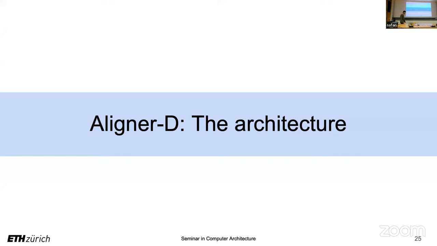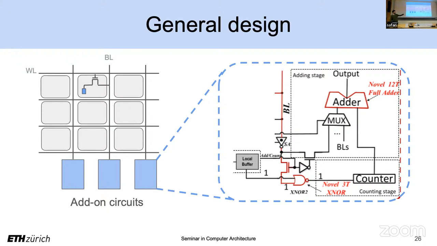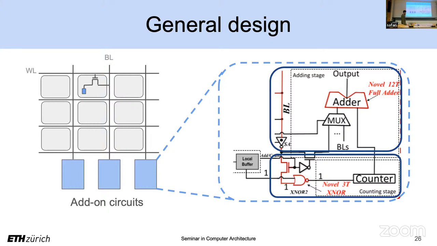So this is a memory array, just a recall. So you have cells and so on. And at the bottom, we will put some add-on circuits. And it looks like this. So you recognize the XNOR and the adder and do two stages, counting stage and adding stage. And basically that was it. So that's the architecture. So now they bring some novel gates, what they say.